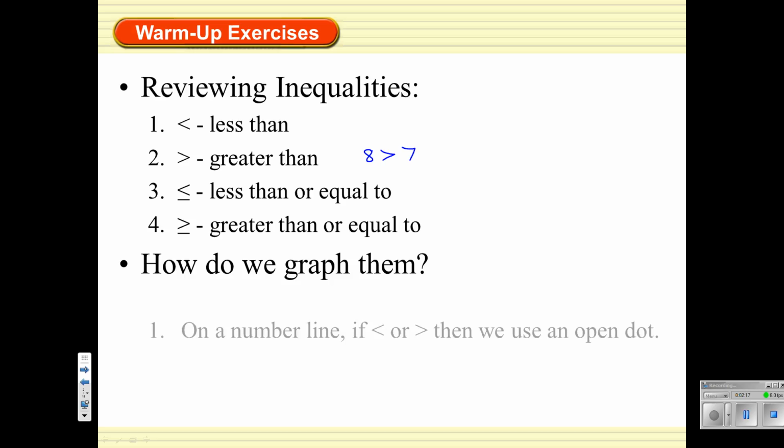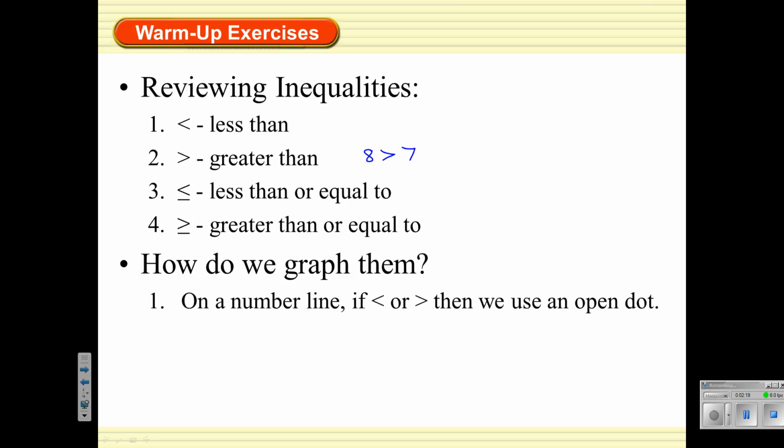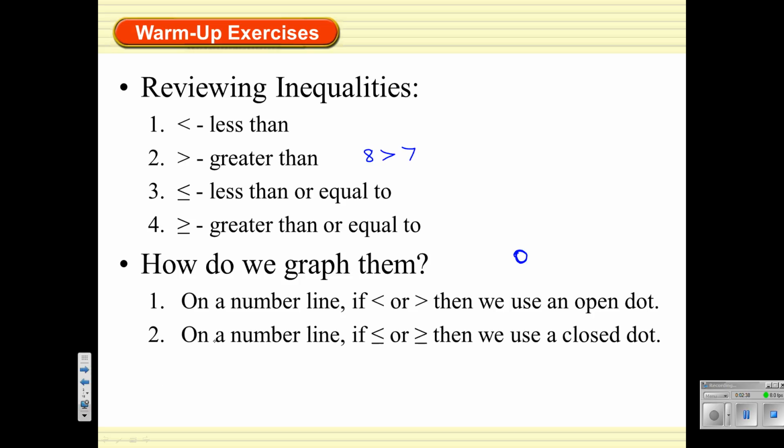And here's how we graph them. On a number line, if it's less than or greater than, then we use an open dot. I will show you what that means. In other words, we're not including the point. So 8 is greater than 7, or if we had x is greater than 7, we would have an open dot. On a number line, if we have less than or equal to or greater than or equal to, then we would use a closed dot. So just keep that in mind. This determines whether the dot is closed.